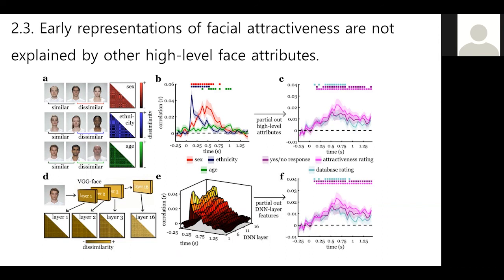Each of these high-level attributes predicted parts of the neural representation across time. Sex predicted face representations from the 100 to 150 ms time bin.